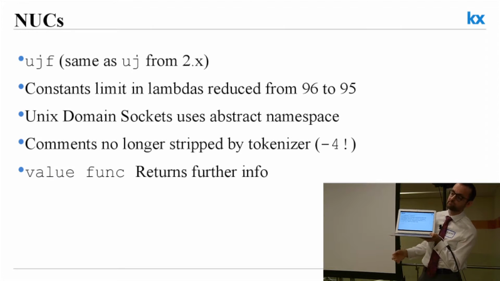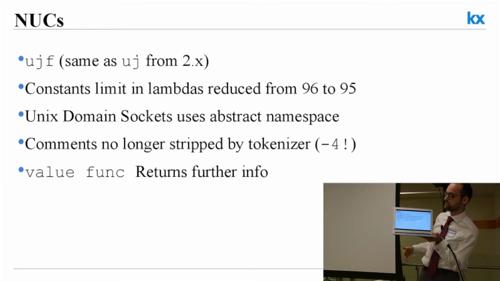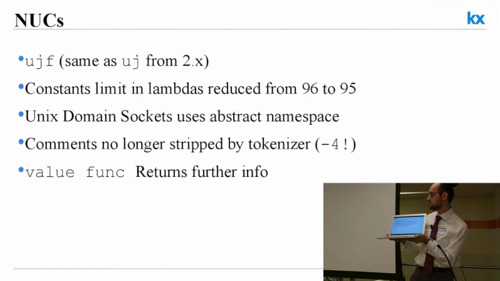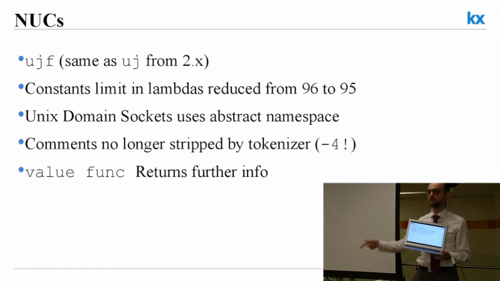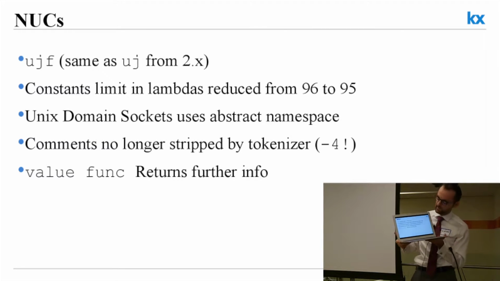We needed that for the debugger component. So if you're complaining why your constants are now limited to 95, that's why you have a debugger. And now Unix domain sockets use abstract namespaces. Previously, they would open a temporary file in /tmp, but that was causing some issues for customers. So we've gotten rid of that, and now it's running in an abstract namespace.